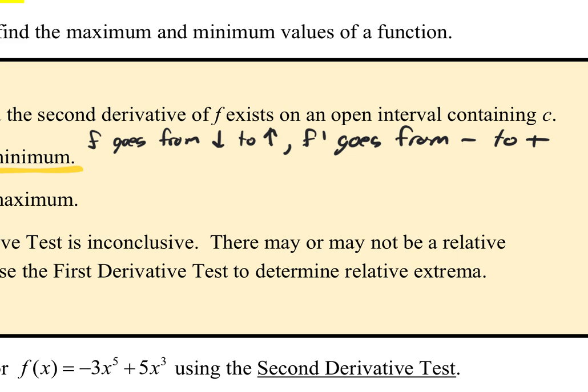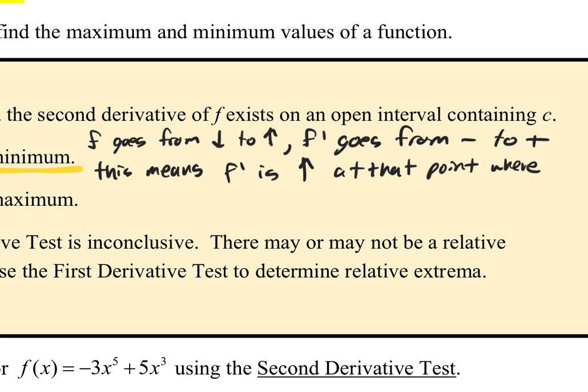Now, if the first derivative is going from negative to positive, the only way that's possible, think about just a graph going from negative to positive, you have to be going up, right? So this means that the first derivative is increasing at that point. It's got to be going up, because if it's going from negative to positive, that's the only way that's possible on a graph. And if it's increasing at that point where f prime of x is equal to 0, right?